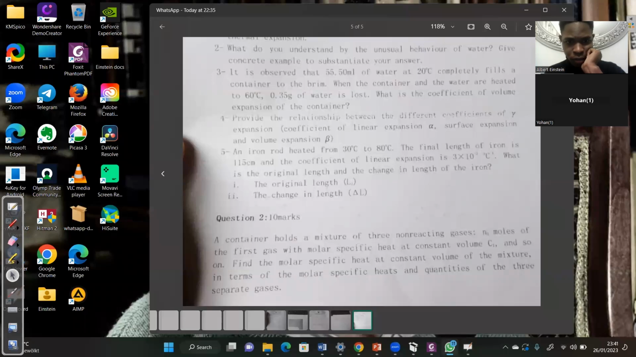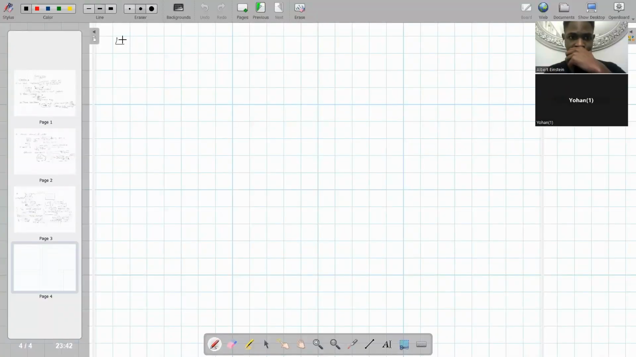Question 4. Prove the relationship between the coefficients. Is it lambda? I think it's gamma. Are you sure? The coefficient of linear expansion, surface expansion, and volume expansion. So, the coefficients of linear, surface, and volume expansion.